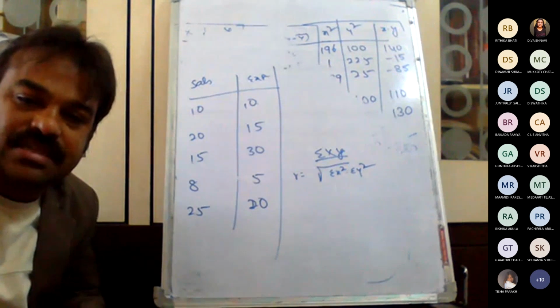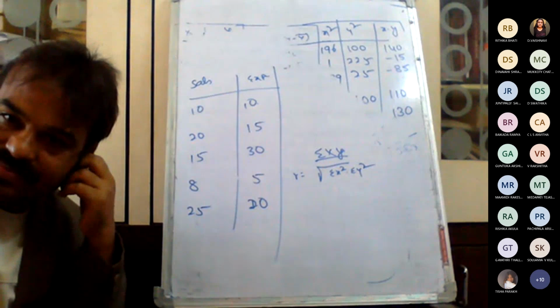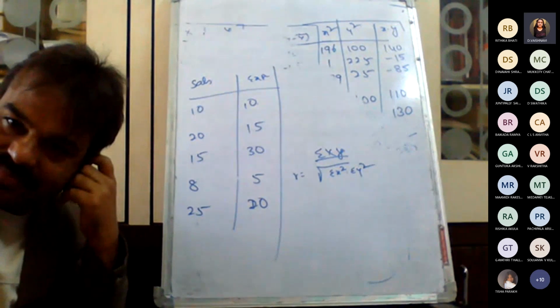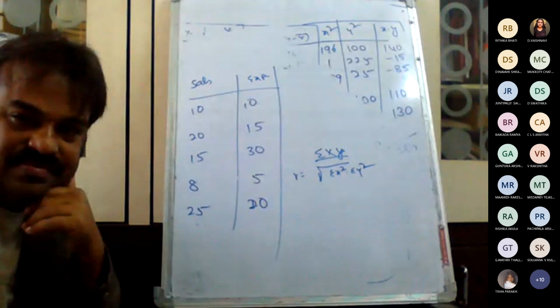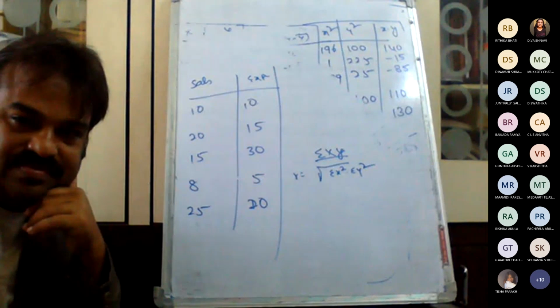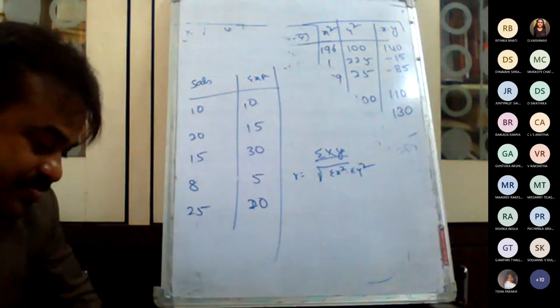What is the arithmetic mean of x? Sir, 78 divided by 5. That is 15.6. Okay, I want the final answer. Is it positive or negative?